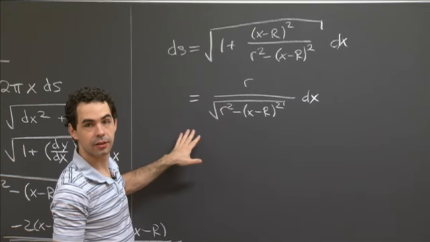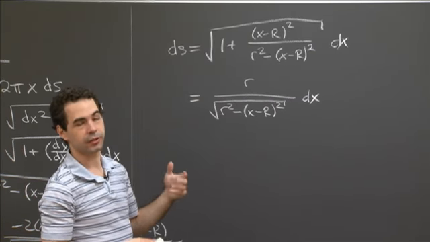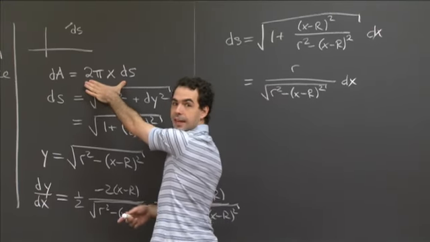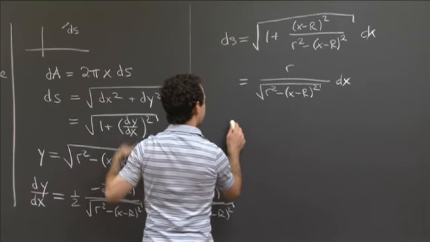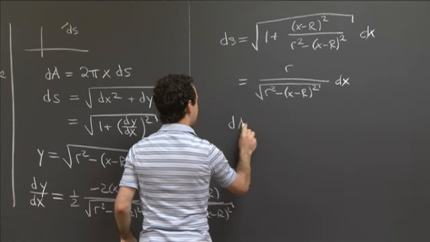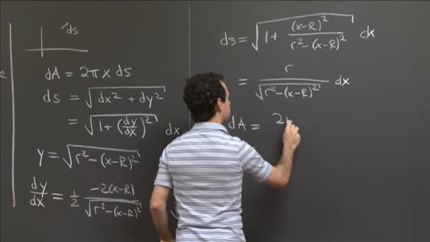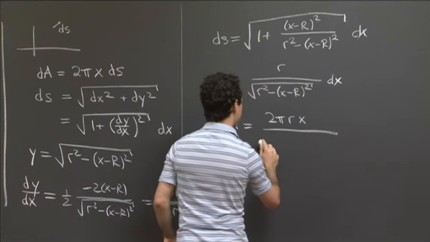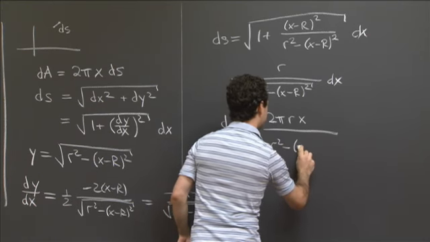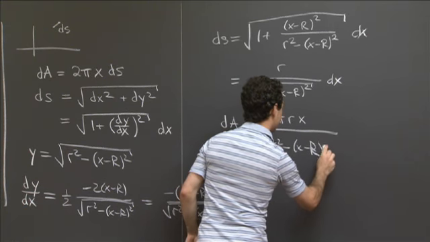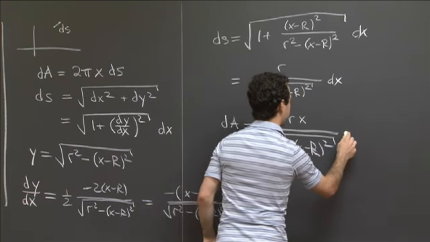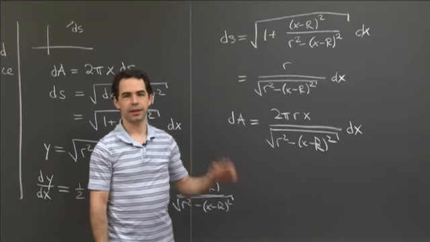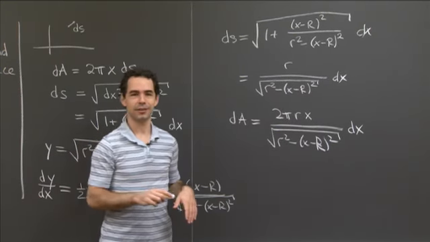So this is ds. Now we want to compute surface area, so we need dA, and dA is 2 pi x times ds. That's easy to write down now that I've got ds. So dA is equal to 2 pi r x over the square root of r squared minus (x minus big R) squared, dx. Whew. All right, this is dA. We haven't done any calculus actually. Oh, I guess we took a derivative somewhere. We haven't done any integration yet.